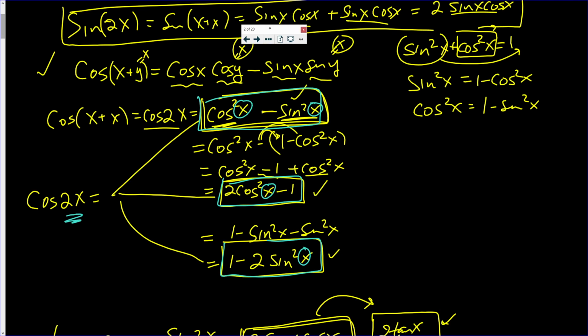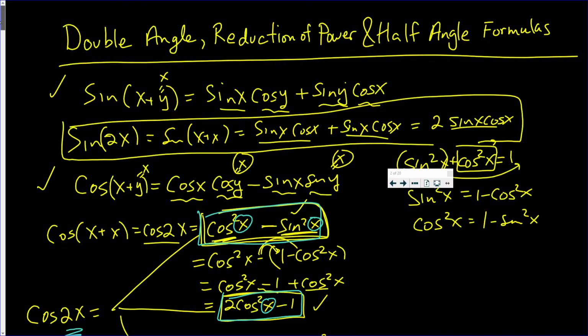Same thing with sine 2x. We know that the sine of 2x, so the angle is 2x, is equal to this. But the angle got reduced. The angles here are now only x. We went from taking sines and cosines of 2x, and now we're only taking it of x. So that's what we call the reduction formulas.